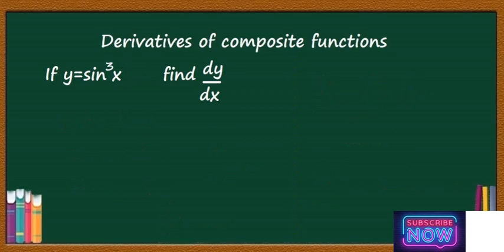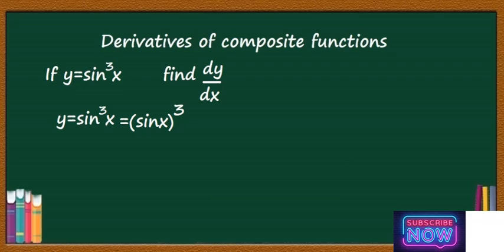Let us take one more question, that is, if y is equal to sine cube x, find dy by dx. And y is equal to sine cube x. You can write it like this. Sine cube x can be written as sine x whole cube, because the representation is like that, sine cube x. The actual value is sine x whole cube. It is written as sine cube x.